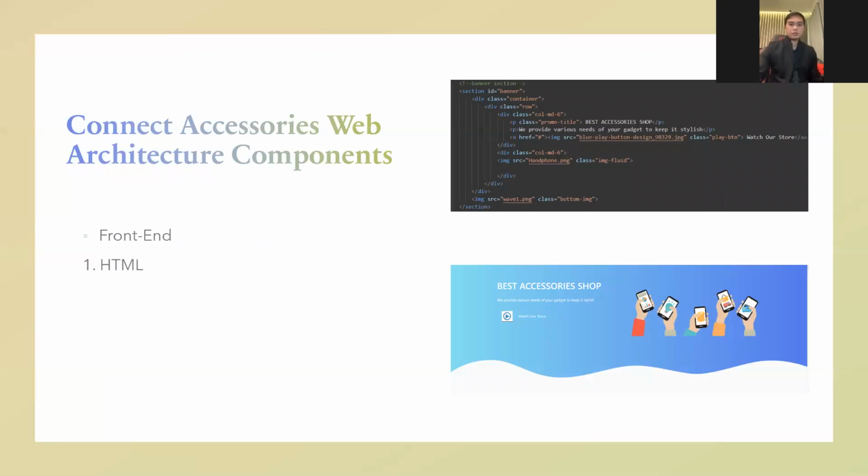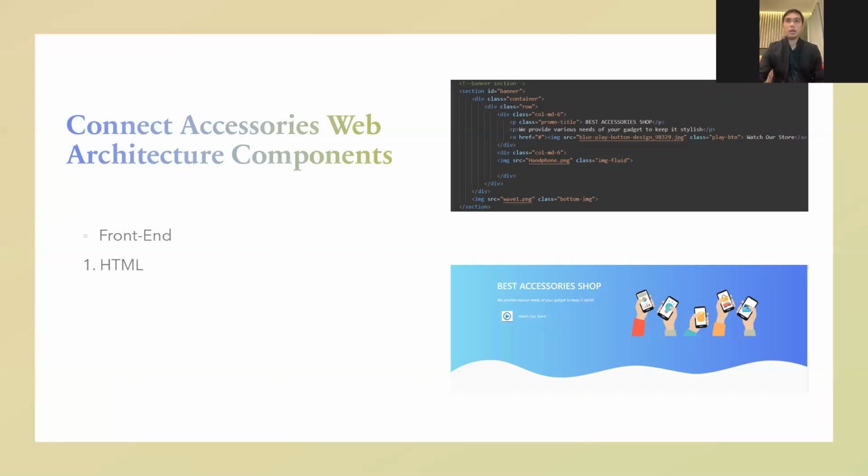Okay, but first of the architecture components in Connect Accessories, first is HTML. What's HTML? HTML stands for Hypertext Markup Language. It creates the structure of a website. You can see in there, we show you the code and also the result in Google Chrome. First, we do the section and div.